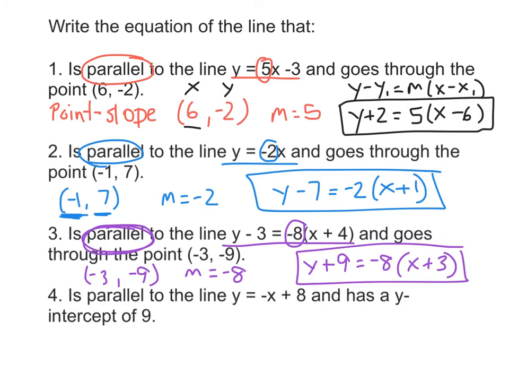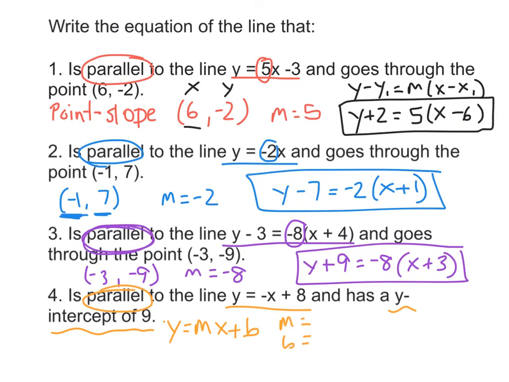And the last one. Okay, write the equation of the line that is parallel to this line. And this one's a little different. It has a y-intercept of 9. If we don't have a point, we probably won't be using point-slope form. If we have a y-intercept, probably the best thing to do would be to use slope-intercept form. So if we want to write this equation in y = mx + b form, we need to know what is m and what is b.